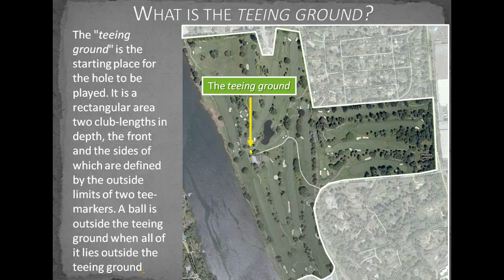Just like out of bounds, a ball is outside the teeing ground only when all of it lies outside the teeing ground. Similar to out of bounds, a ball is out of bounds only when all of it is out of bounds. So if you tee up with your ball partly in front of the tee markers, that's okay so long as some of your ball is within the teeing ground. And of course on the teeing ground, we can use a tee.